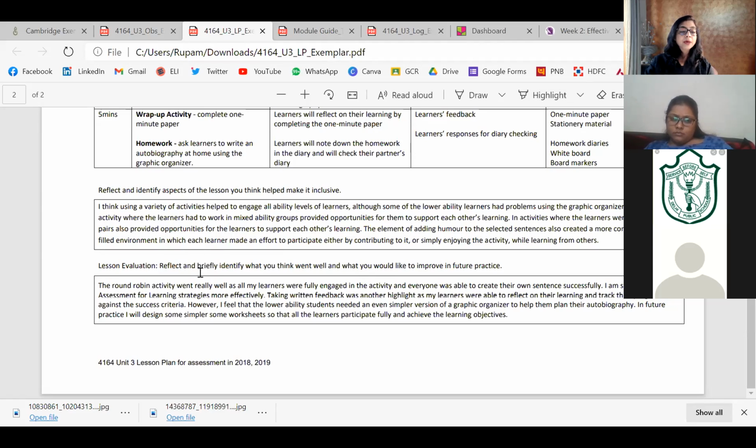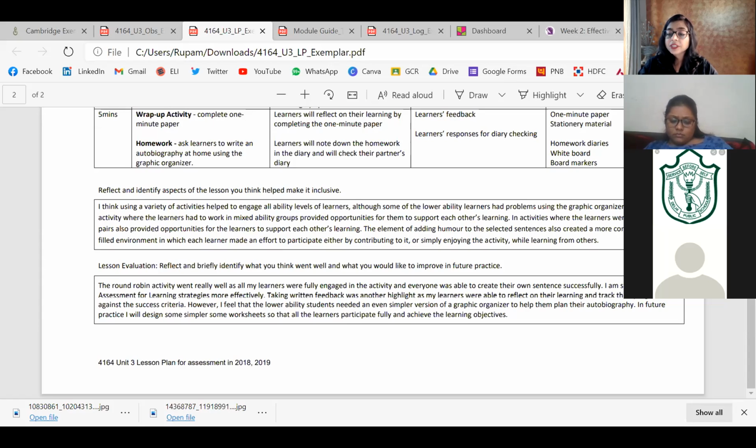Then the next thing is about the evaluation. So lesson evaluation, here the teacher is reflecting: The round robin activity went really well as all my learners were fully engaged in the activity and everyone was able to create their own sentence successfully. I am starting to use assessment for learning strategies more effectively. Taking written feedback was another highlight as my learners were able to reflect on their learning and track their progress against the success criteria. Now here you see the 1 minute paper, the teacher is asking the children to reflect.